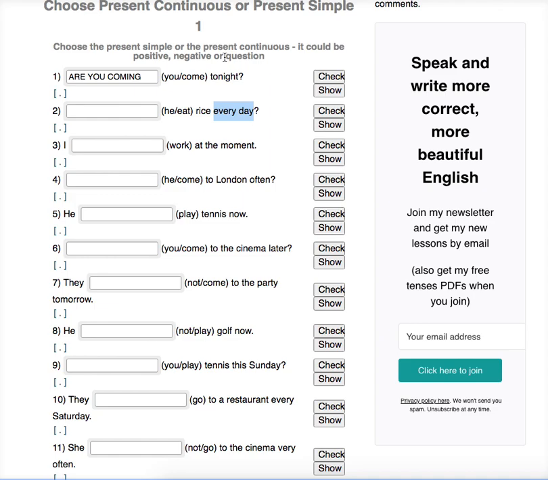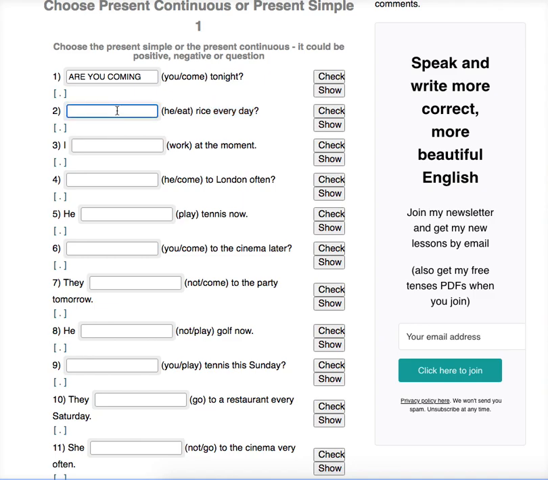Continuous. ¿Seguro? Yes. ¿Por qué? Because every day is not happening now. Exacto. Y si no es happening now, pues es simple. Continuous, continuidad, progressive. ¿Sí ves? Es simple. Tú mismo lo dijiste. Every day is not happening now. Every day is a routine. Y como es una rutina, pues es simple. Acuérdate que el continuo es lo que está pasando ahorita. ¿Listo?